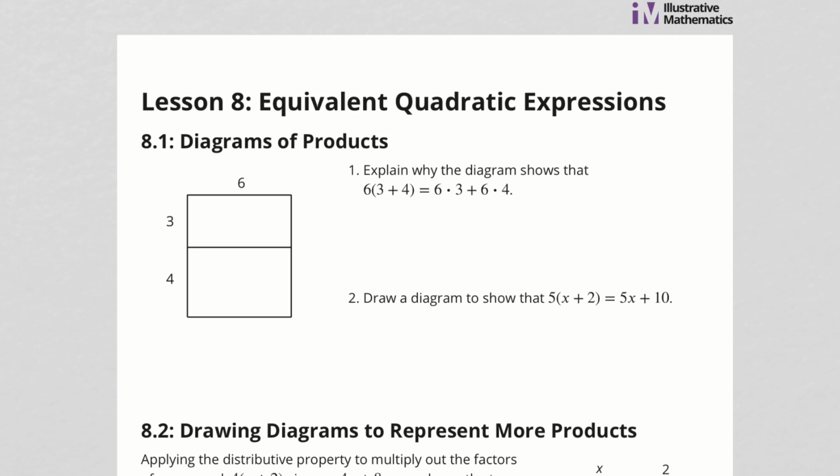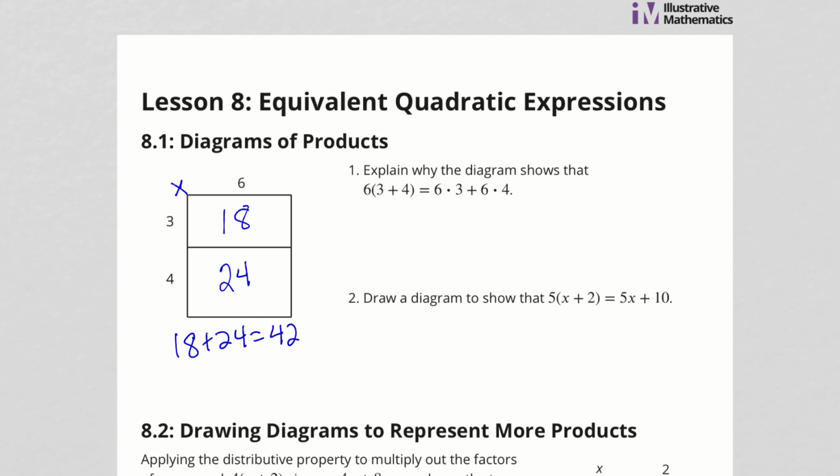So here, on this top one, we don't have any x's. Do you see that? We don't have any x's. So we're just going to multiply it out for this first one on paper. What is 6 times 3? Imagine there's a multiplication sign there. 18. What is 6 times 4? 24. And what is 18 plus 24? 42, I think.